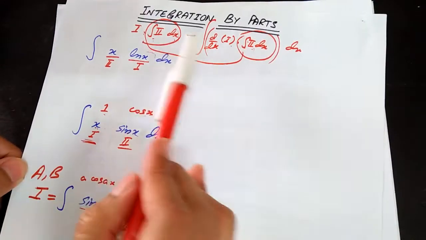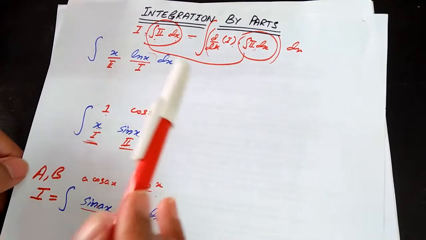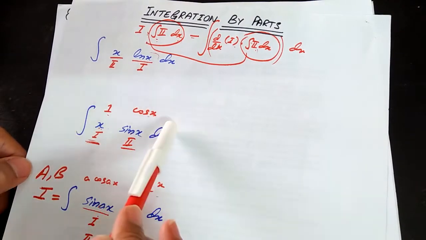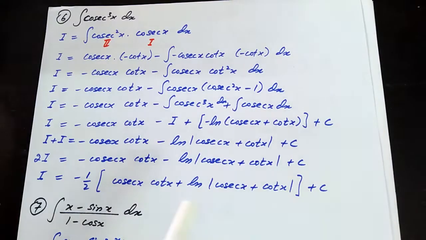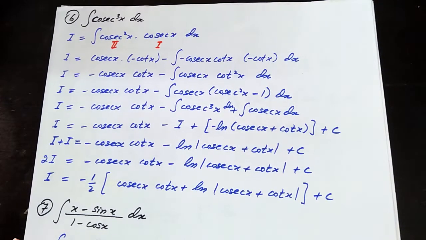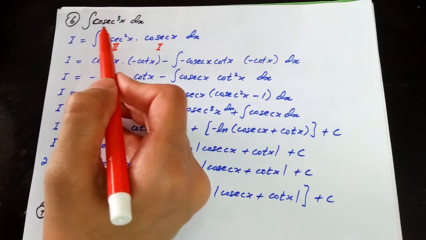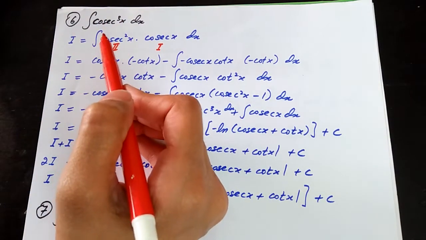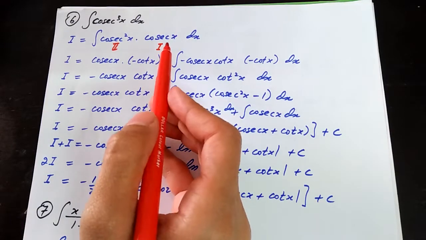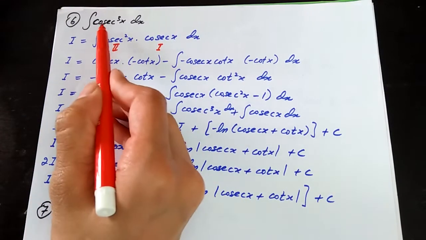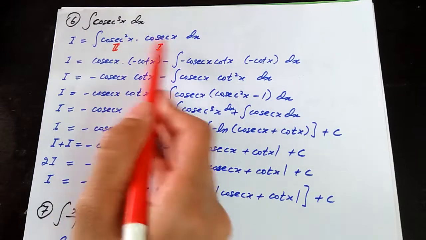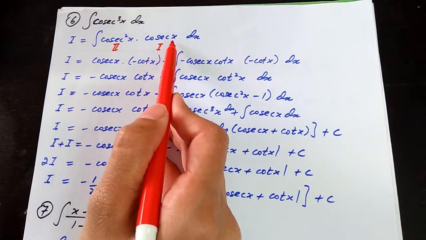Those three rules and the formula of integration by parts are clearly explained in exercise part 1. You can consult that video. So just start from question number 6. Integration of cosecant cube of x. This is the same as question number 5 in the exercise 4.3 part 1 video. Just split it into two functions, cosecant square of x and cosecant of x.